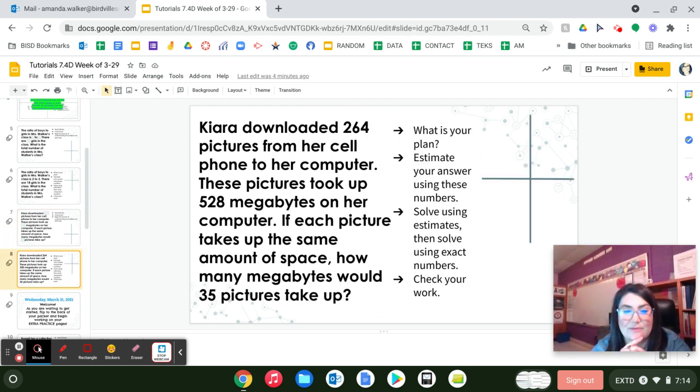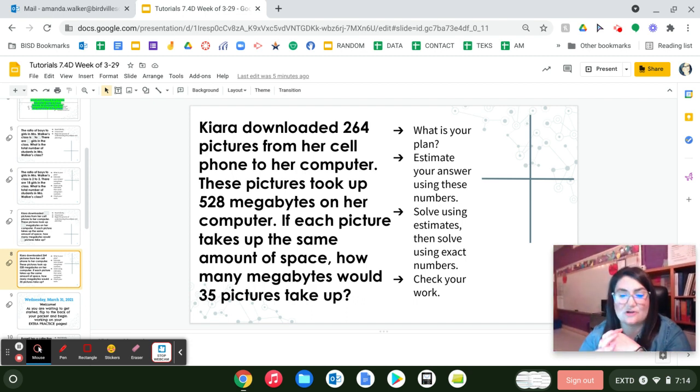Now that we have our actual numbers, she downloaded 264 pictures from her cell phone. They take up 528 megabytes on her computer, and each picture takes the same amount of space. How many megabytes would 35 pictures take up? So you could estimate, you could round this number to like 260 or 270. You could round this to 520 or 530. 35 is somewhat of a nice number to work with. You could also round it to 30 or 40. You could round and find your answer, and then you want to solve using exact numbers.